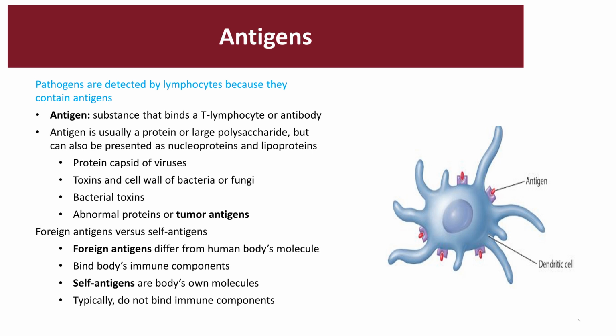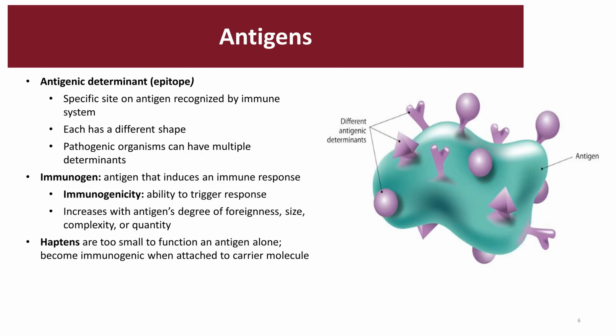Self-antigens are the body's own molecules. Typically, they do not bind with the body's immune components, except in cases when somebody has an autoimmune disorder. The antigenic determinant is called the epitope. This is a specific site on the antigen that is recognized by different parts of the immune system. The immunogen is defined as an antigen that induces an immune response.